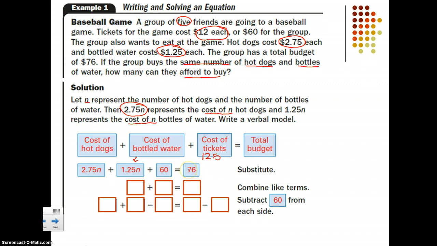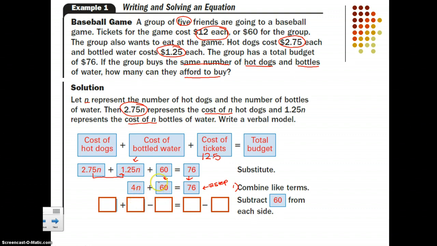So how many hot dogs and bottled waters can we afford? First thing we have to do is combine like terms. We're going to put these two numbers together, and we're going to get $4 times n. We're going to spend $4 for our hot dog and our bottled water total. Bring down the 60. Bring down the 76. Now you should see that you have a two-step problem. Do you see that? That's two-step. If you're not sure how to recognize a two-step, please ask me. You need to look for when it's multiplication or division and then adding or subtracting to the variable.